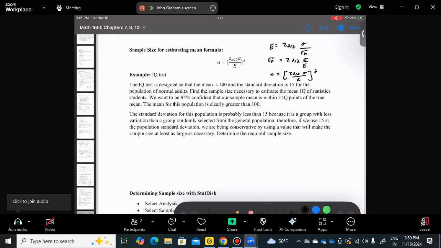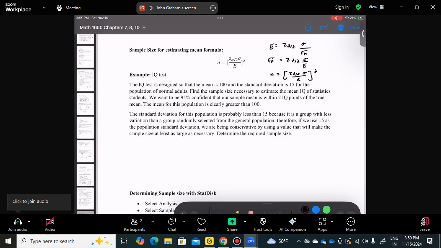The mean for this population is clearly greater than 100. The standard deviation for the population is probably less than 15, because it is a group with less variation than a group randomly selected from the general population. If we use 15 as the population standard deviation, we are being conservative and getting a wider interval or a greater sample size. So by being conservative, that will make our sample size at least as large as necessary. Determine the required sample size.